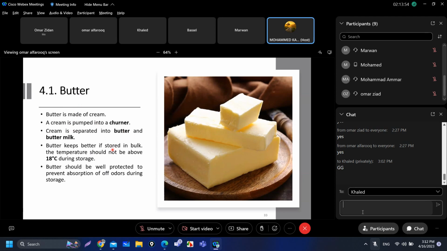It's a positive displacement diaphragm pump. So it's not centrifugal, because it's difficult to pump butter with a centrifugal pump, because when you pump it, it becomes thicker.